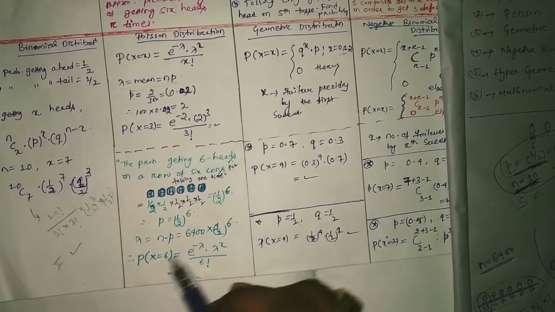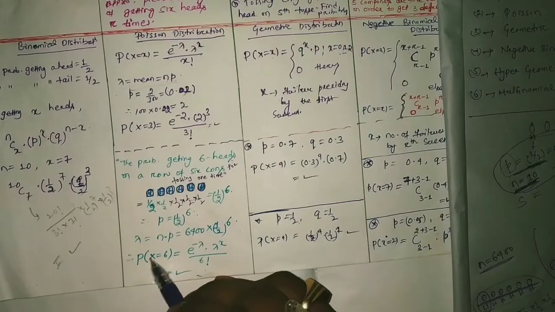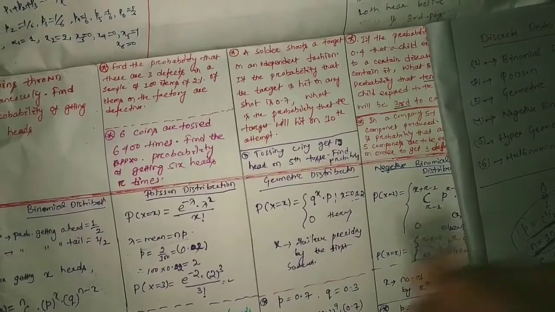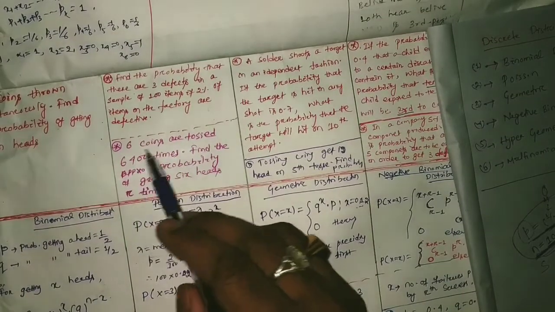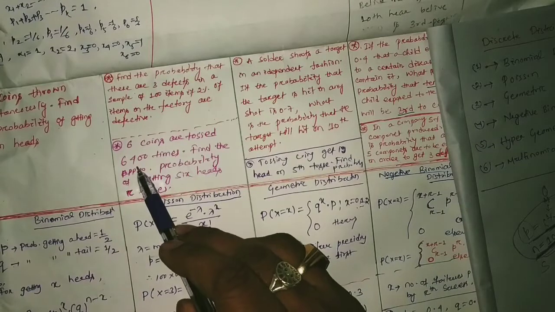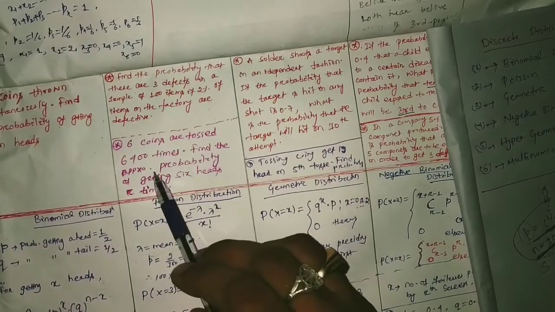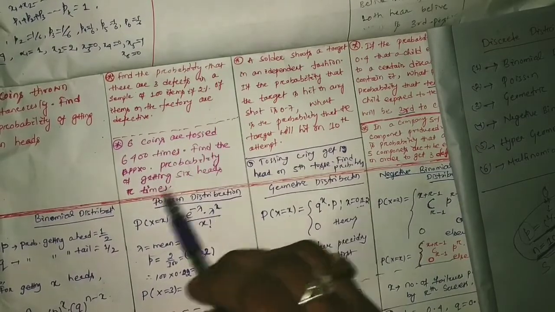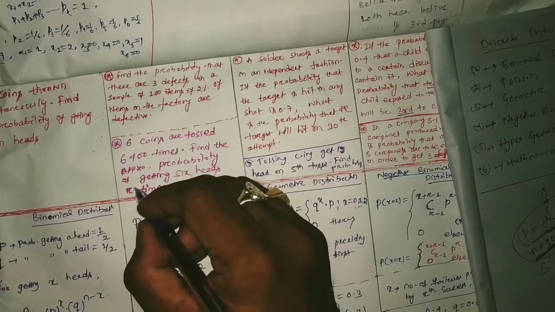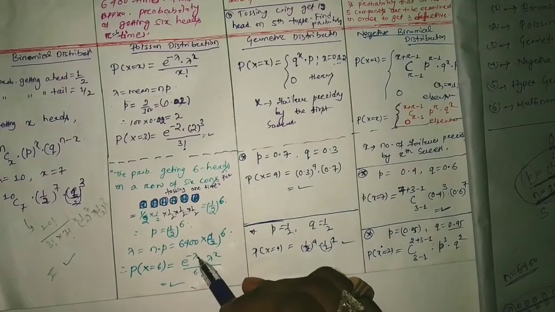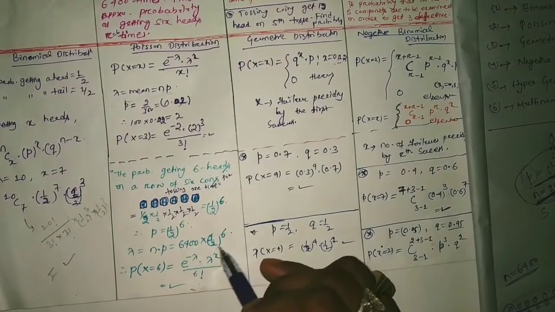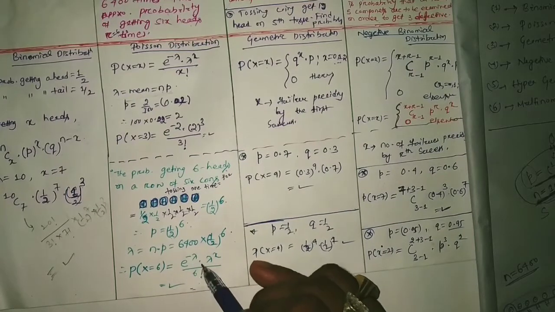So p of x equal to 6 means here, suppose r is given as 6. Suppose 6 coins are tossed 6400 times. Find the approximate probability of getting 6 heads r times, suppose r is given as 6 times. That means x equal to 6 will be e to the power minus lambda. Here you have to calculate lambda, e to the power minus lambda into lambda to the power x.